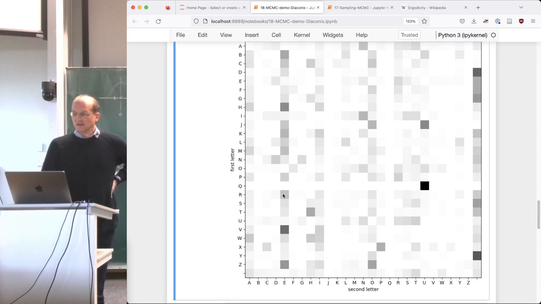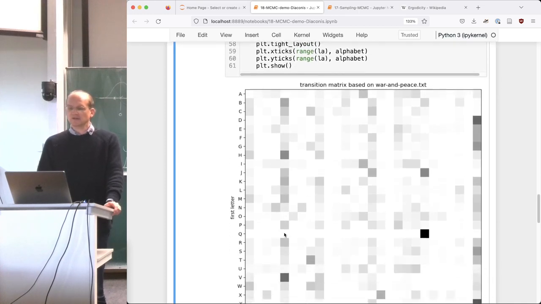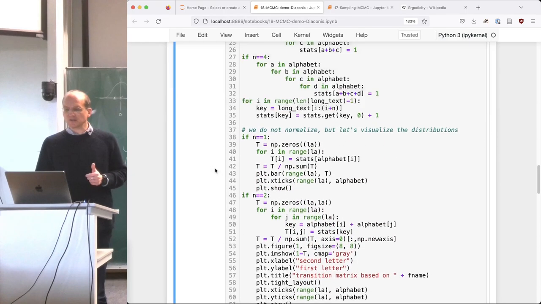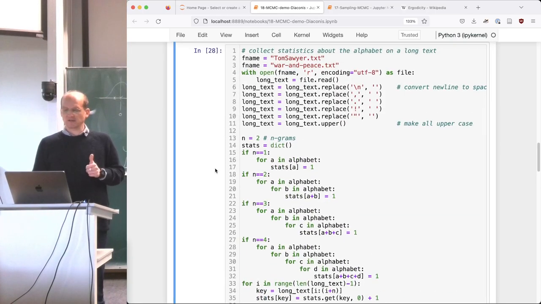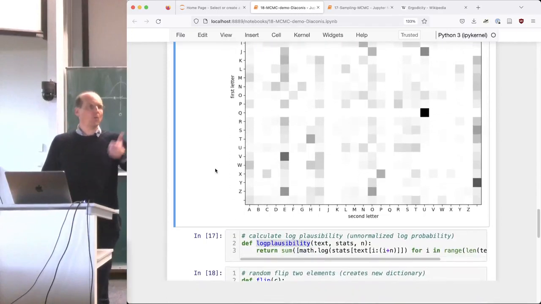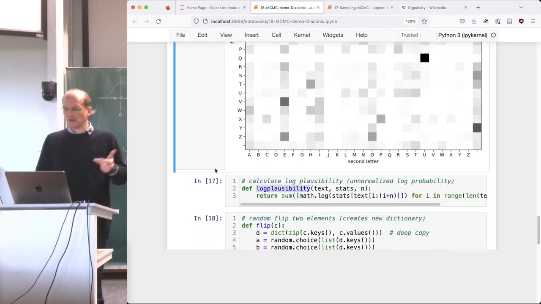So I could say, after a Q, it's very likely that I see a U. That's why I see such a dark hit here. Similarly, the E has many entries. After an H, it's very likely that I'm seeing an E, or after a V, it's even more likely to see an E. So that is a transition probability now. It's a bigram model of the English language. And of course, similarly, I could also have a trigram model, where I have an even larger object.